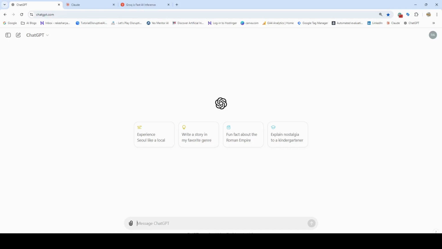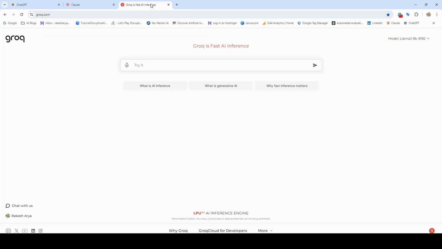Okay, so here we have the interface open for ChatGPT, Claude, and Grok. As we have seen in the last module, we use the Grok. So we will give the examples in any one of the three, and then we will see how we are getting the results. So first, if you remember, we give the example for chain of thought.